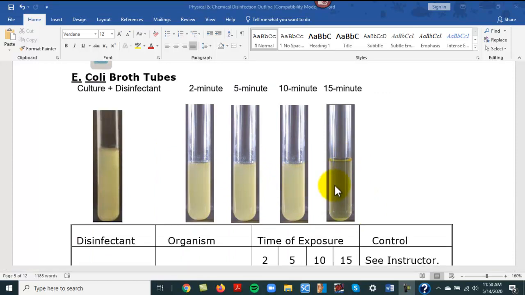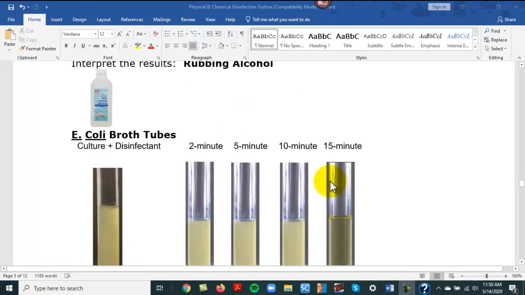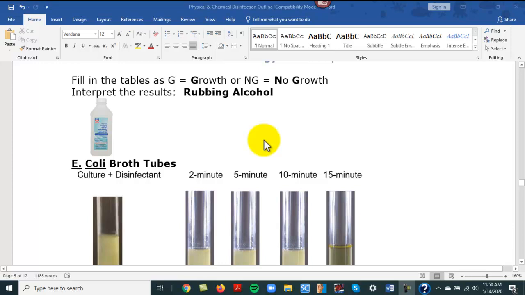And it's all or none. You don't look at it and go, oh my gosh, I see bubbles. That has nothing to do with it. It's either going to have growth or it's not. So rubbing alcohol is a pretty common result.